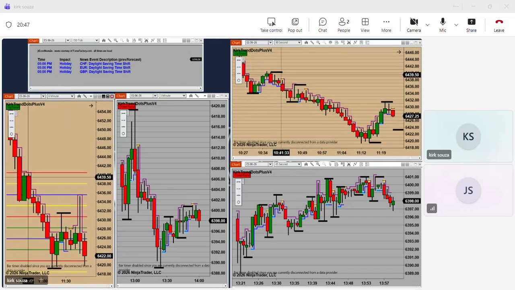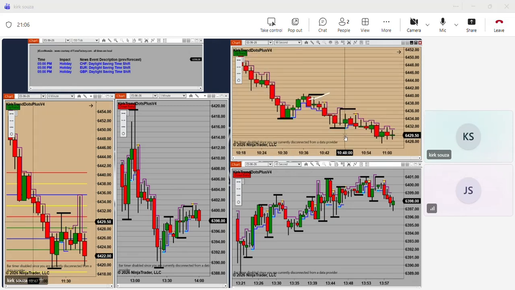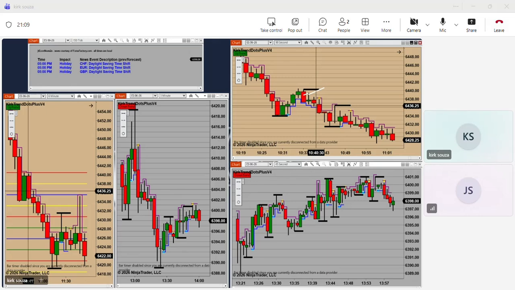See, here's a good one. Look at this one. There's your engulf. Engulf right there. But this one gave you an engulf and it gave you an M pattern. Watch. See the M pattern? Green, red, green, red. So your pullback entry would be right there. Let's see, at 10:40.